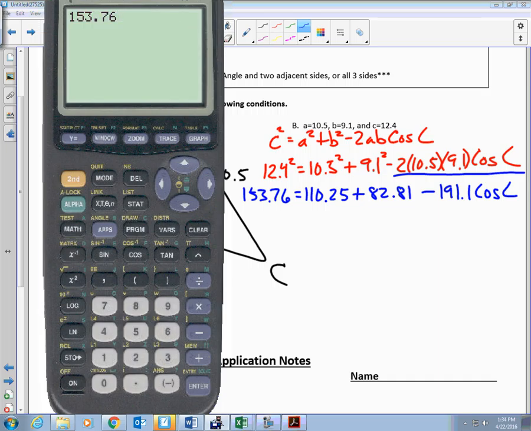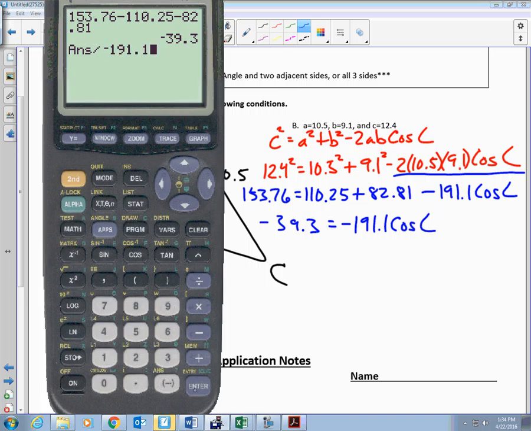153.76 minus 110.25 minus 82.81. I get negative 39.3 is equal to, is it positive or negative 191? Negative 191.1 cosine of C. The negative is extremely important in this problem. Now what do I do? Good. 0.20565 is equal to cosine of C.